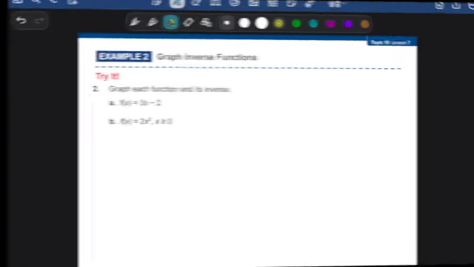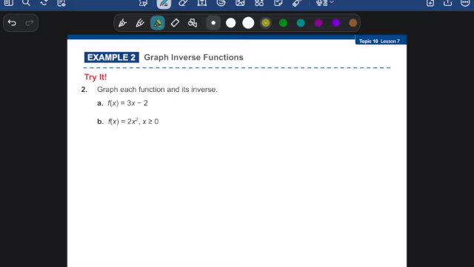Okay, let's do the example 2 Try It. Graph each function and its inverse. So for part A, we can see that we have a linear function for our original function, and we can identify the slope by the coefficient in front of the x. So we know the slope would be 3. And remembering our relationship between slope of functions and their inverse, we know the slope of the inverse function would be the multiplicative inverse. So the slope should be 1/3. How can we graph this? Well, like we did in the example, we're going to make some tables.